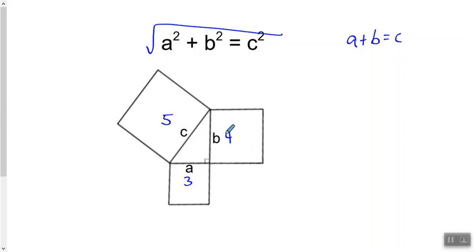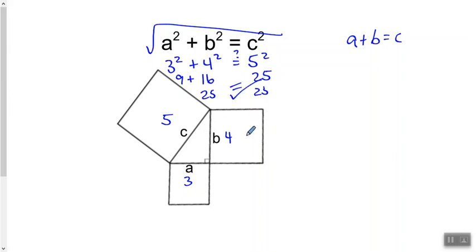And I can check that 3, 4, and 5 give me a right triangle by plugging them into my formula and seeing if a squared plus b squared does in fact give me c squared. So 3 squared plus 4 squared, does that give me 5 squared? So 3 squared is 9, 4 squared is 16, 5 squared is 25, 9 plus 16 is 25. Aha! So 25 equals 25. It does work, so I know that this will be a right triangle. This will have a right angle.